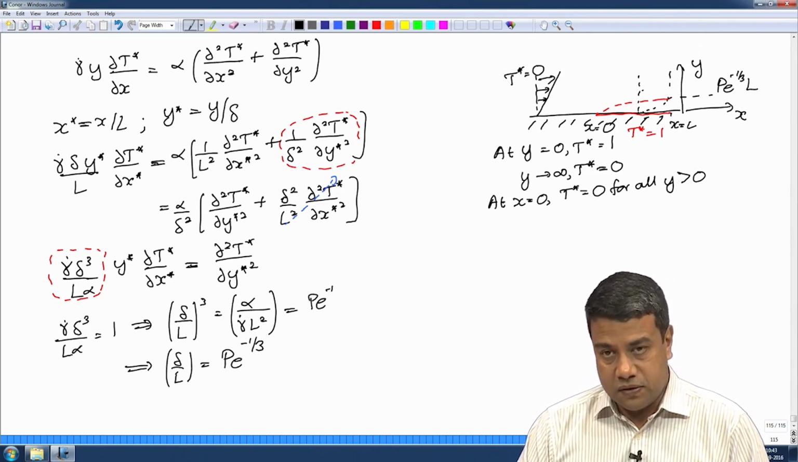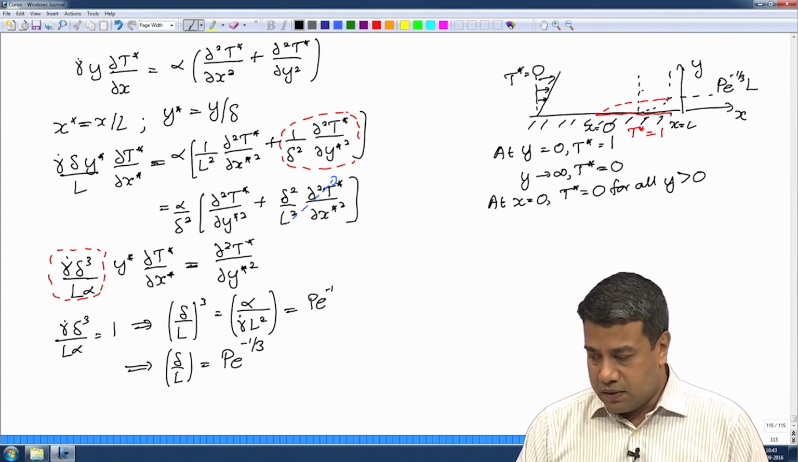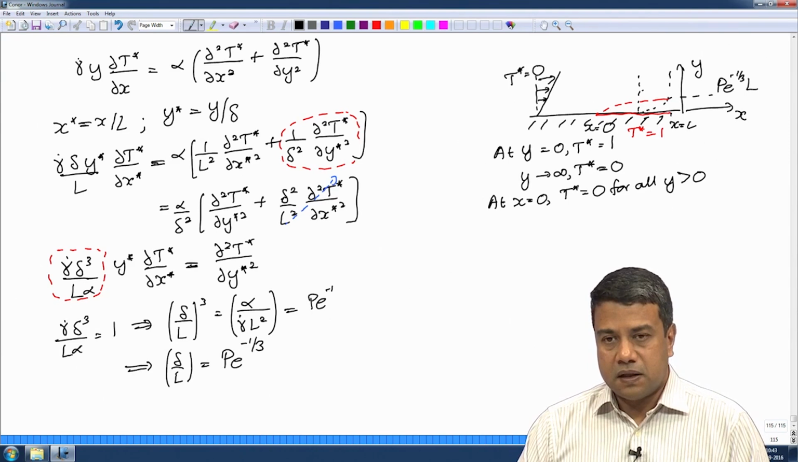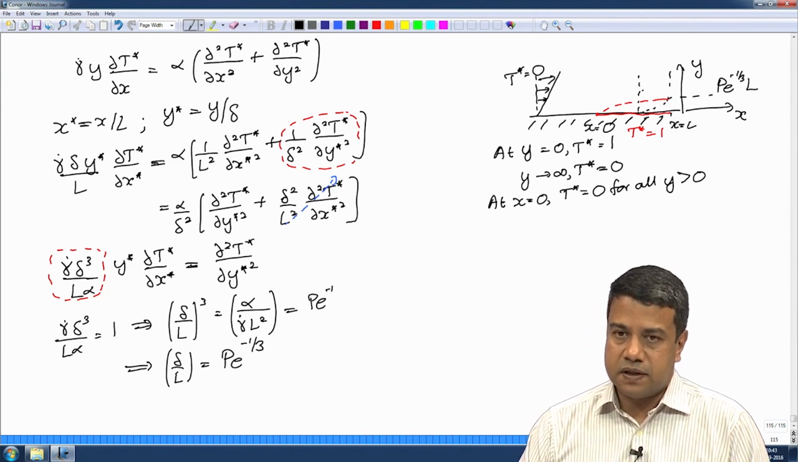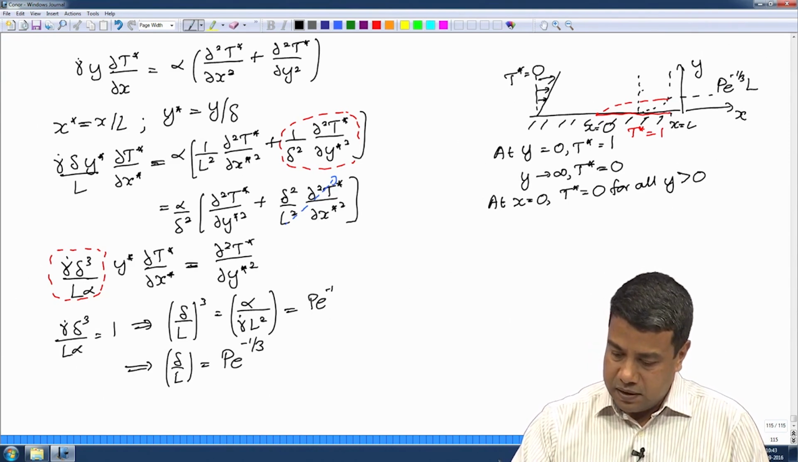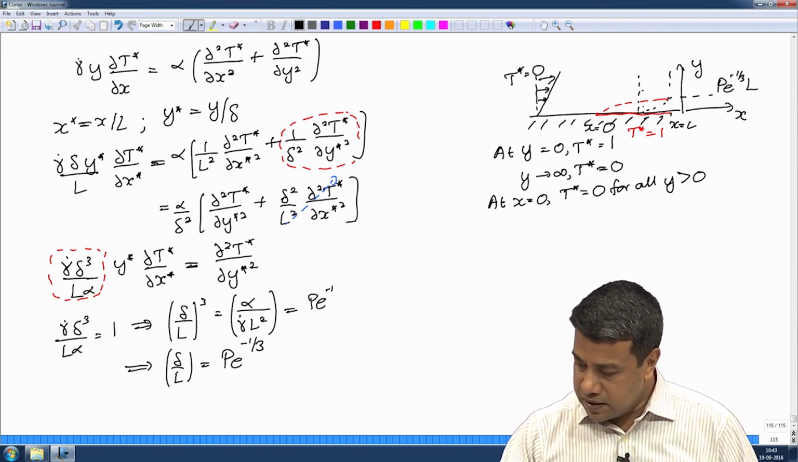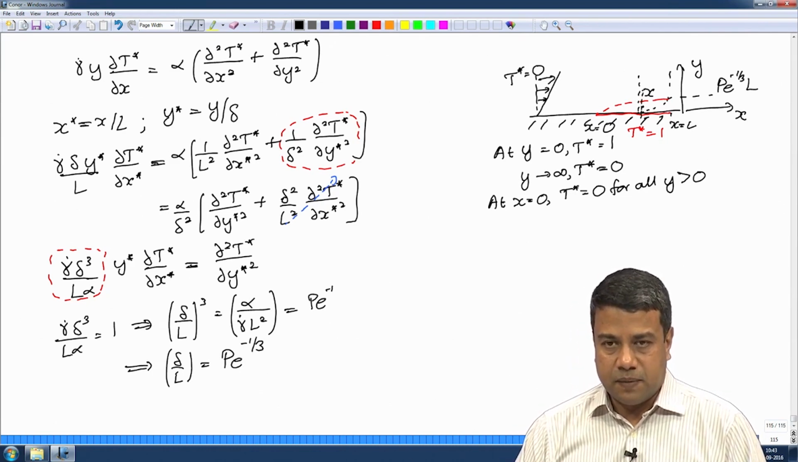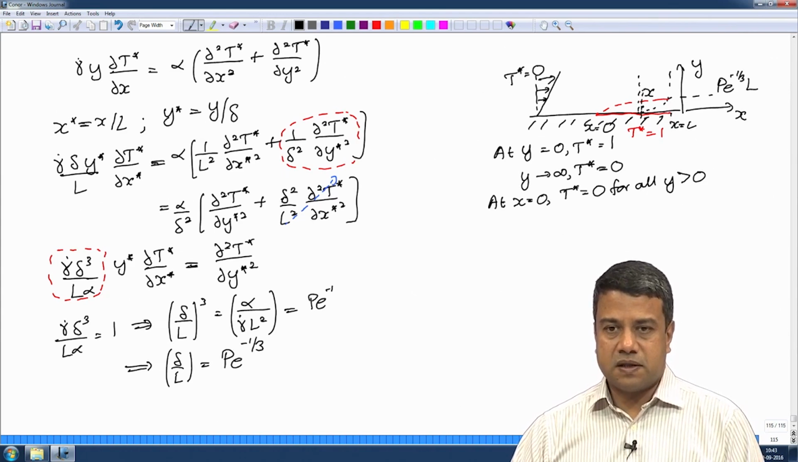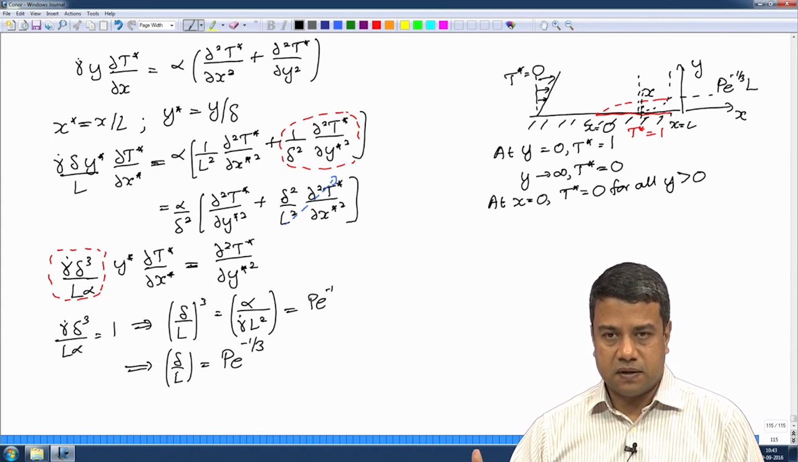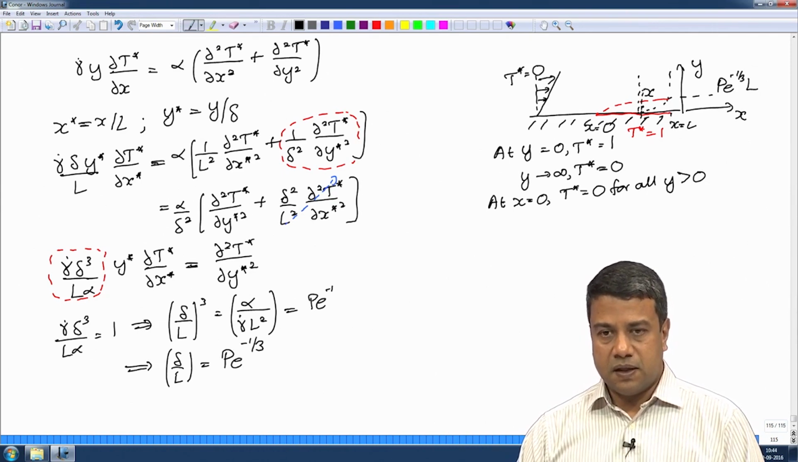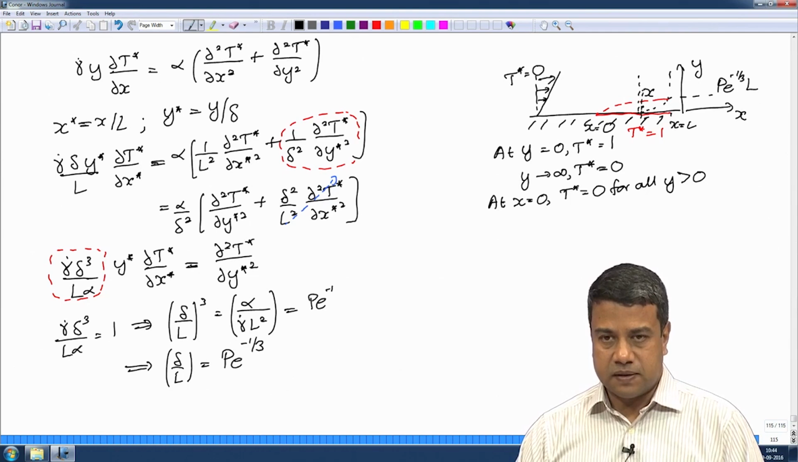It has not yet given us a solution for the problem. You can get a solution using a similarity transform technique. And the physical justification is as follows. At any given location x, we are making a balance between streamwise convection and cross stream diffusion. Streamwise convection is going from left to right, and cross stream diffusion is in the cross stream direction.